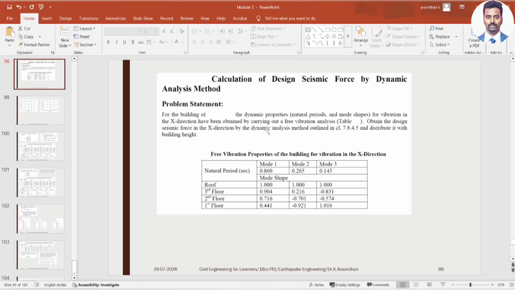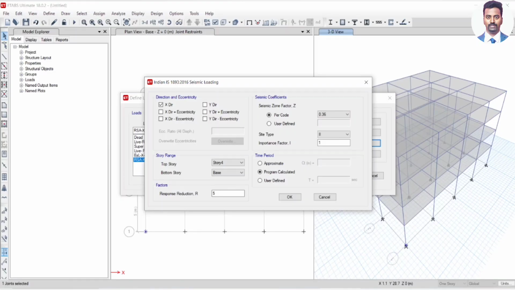Why we are going for response spectrum analysis is we need the mode shape. Before starting the problem, the mode shape is given. How to find the mode shape? The natural period. Earlier in equivalent static load, we have defined it as 0.28 according to the guidelines. But when we are analyzing dynamically for finding free vibration of a structure, we need to get the natural time period. So we got 0.86, 0.265, 0.145 as the natural time period. So we are applying only in x direction.